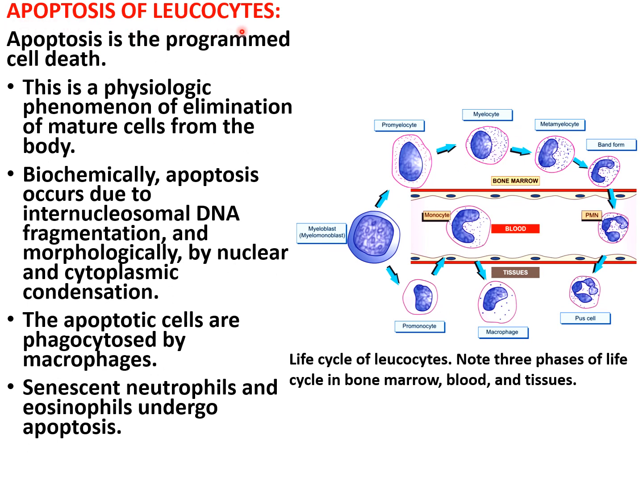Then apoptosis of leukocytes. Apoptosis means programmed cell death. This is a physiologic phenomenon of the elimination of the mature cells from the body. Biochemically, the apoptosis occurs due to internucleosomal DNA fragmentation, and morphologically by nuclear and cytoplasmic condensation. The apoptotic cells are phagocytosed by macrophages. Then neutrophils and eosinophils undergo apoptosis.